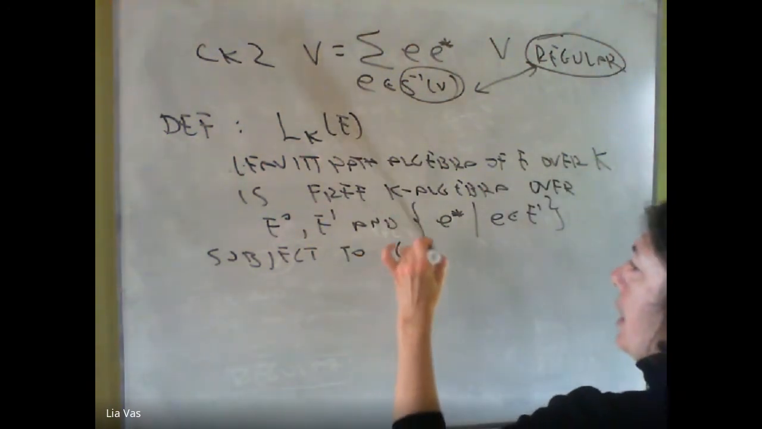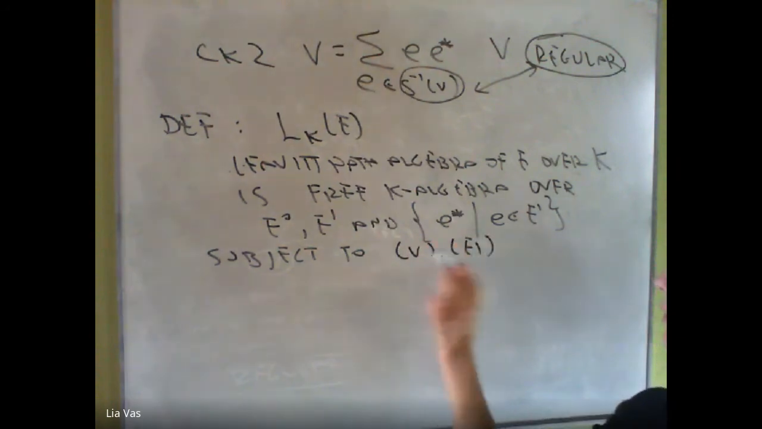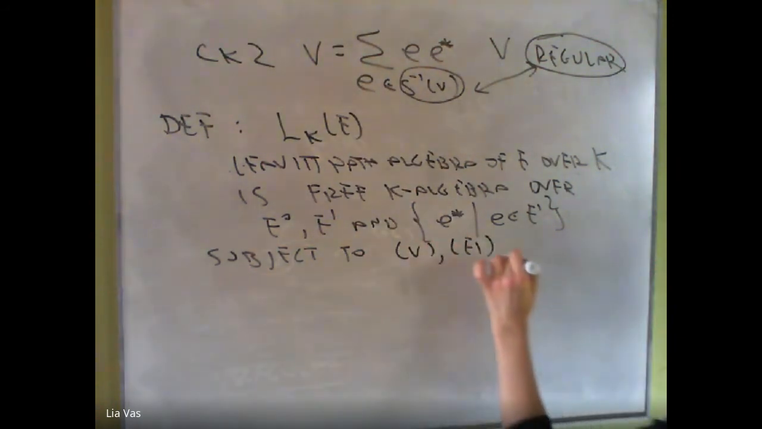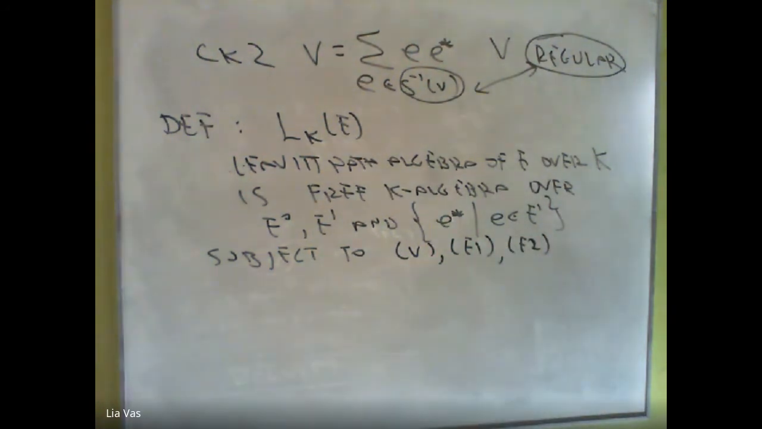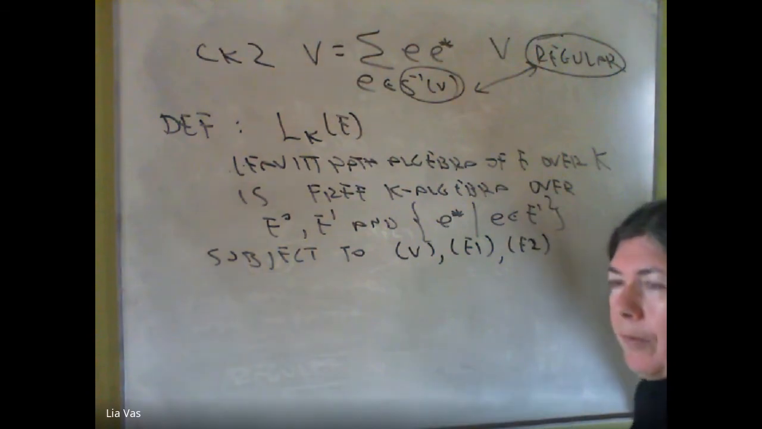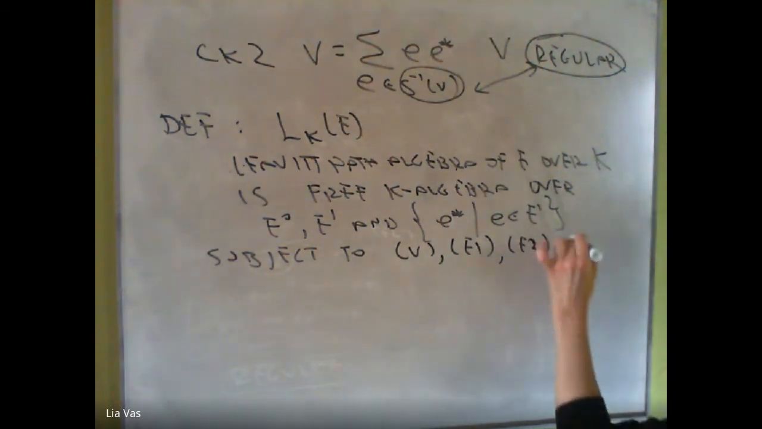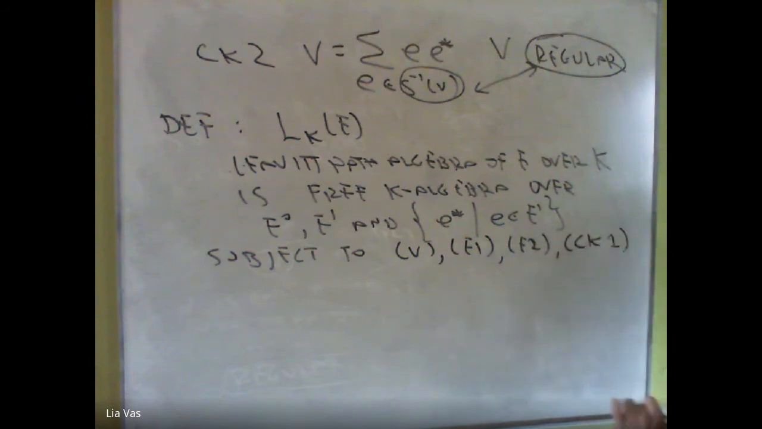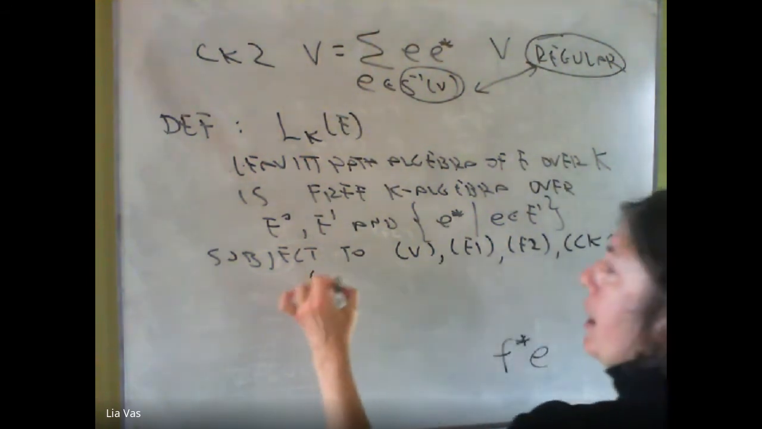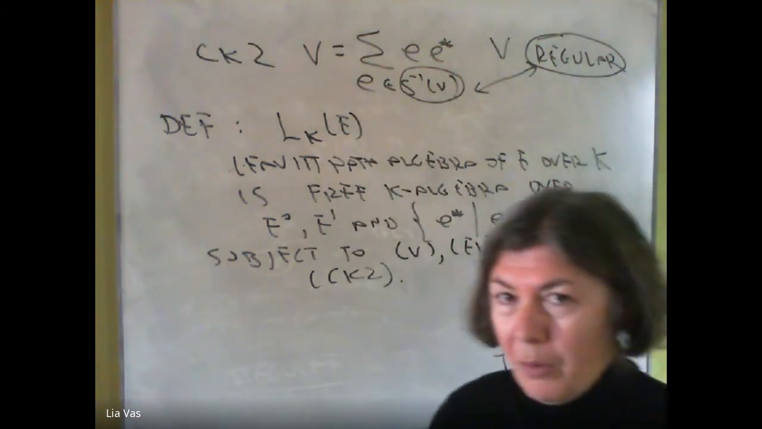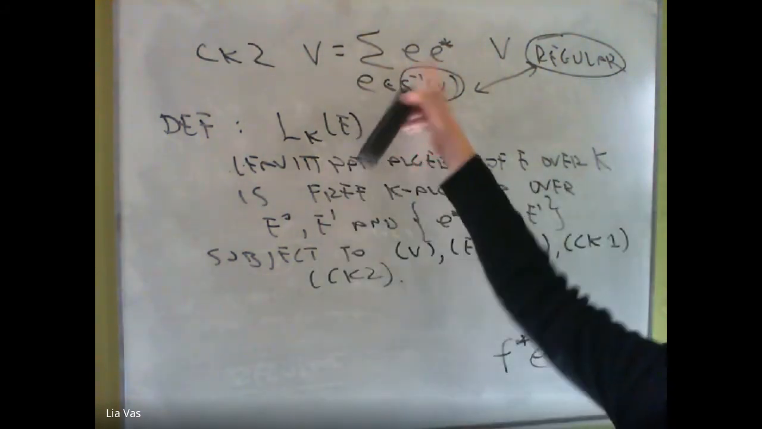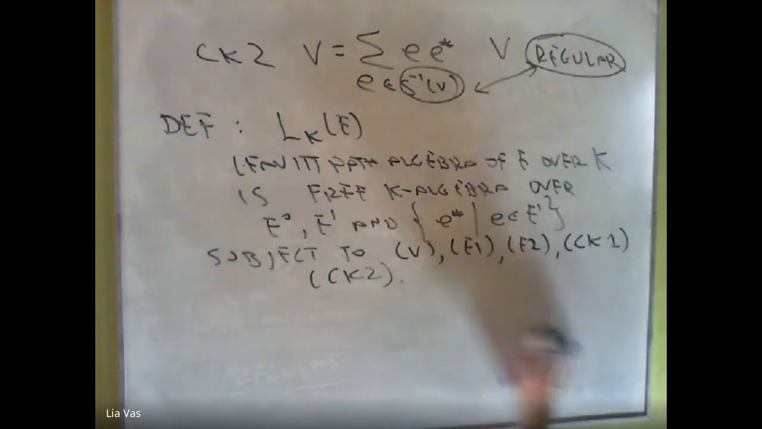One was V, the other one is E1. So these are the path algebra axioms. And then we have E2 to handle the sources and ranges of E star. And then we have CK1 that specifies what the product is if F star comes before E. And then we have CK2 that specifies the products of this sort, E first and then E star second.